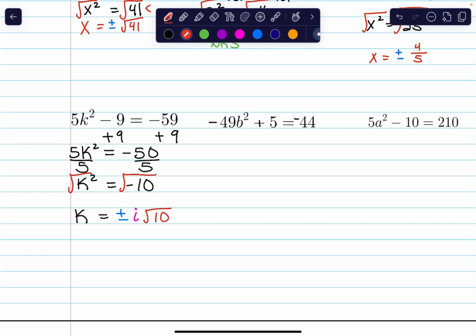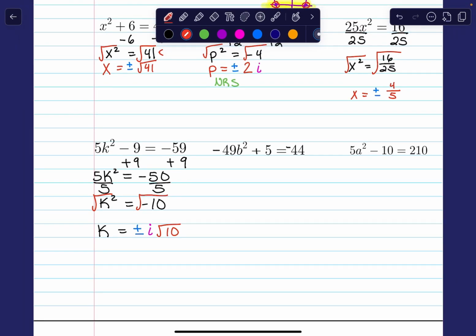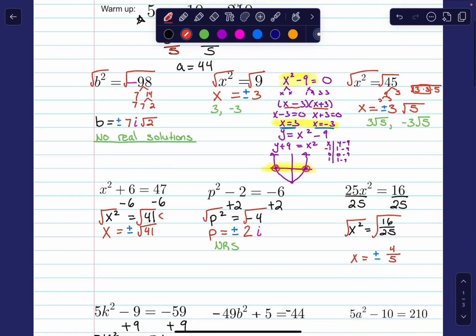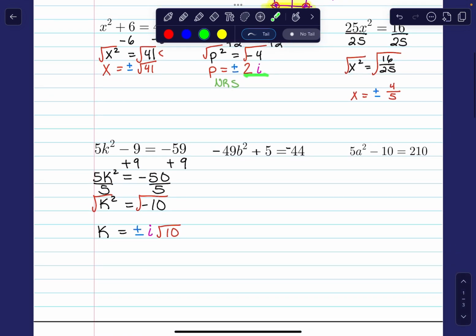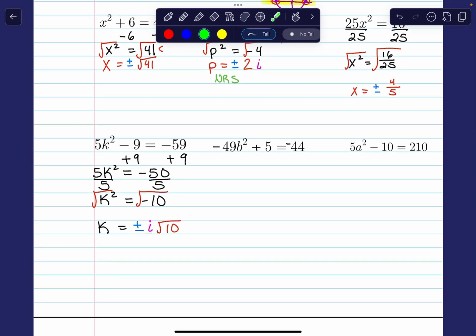Now, notice some placements about my i. I always like my i's in front of the radical. Okay, so my i goes in front of the radical, but behind my integer. It goes behind my integer, but always in front of the radical. I love the placement that way. It makes it clear of what we got going on. It doesn't look like that i is underneath the square root, so it just clears everything up.